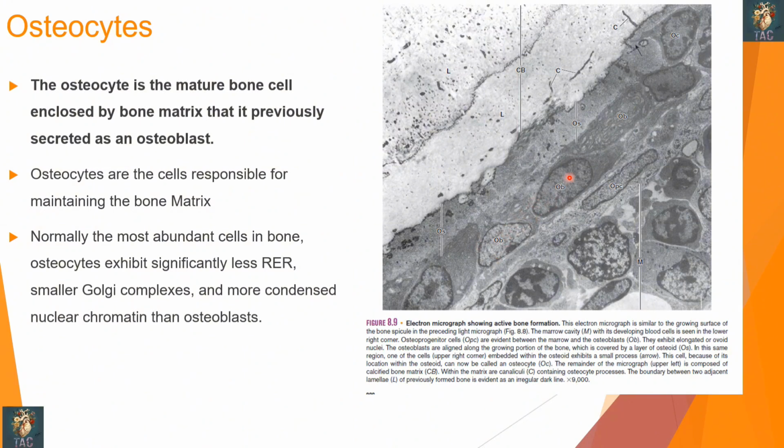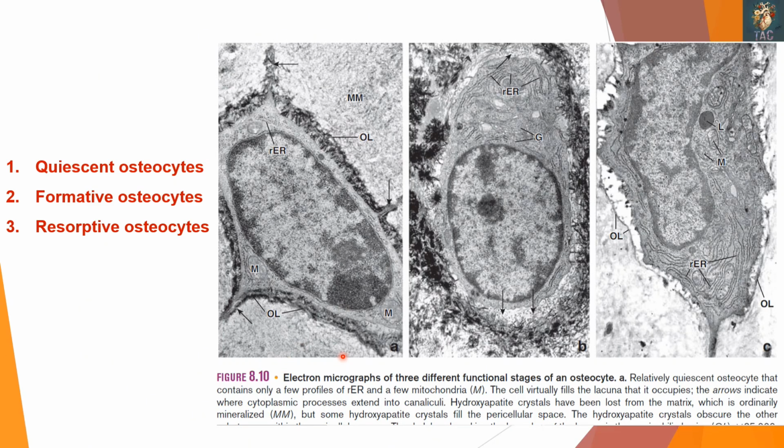So as these cells are responsible for the bone formation, they have large profiles of the rough endoplasmic reticulum, the RER, and the Golgi apparatus. But in contrast to these osteoblasts, these osteocytes contain a significantly lesser amount of rough endoplasmic reticulum, Golgi apparatus, and ribosomes. So again, three types of osteocytes are present.